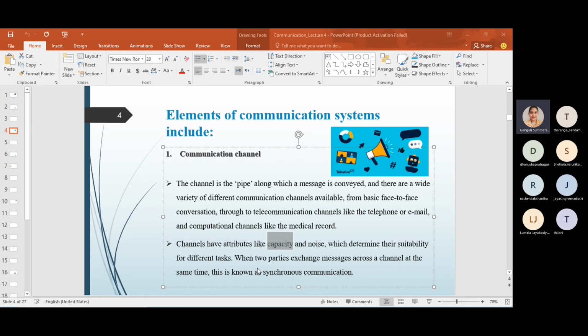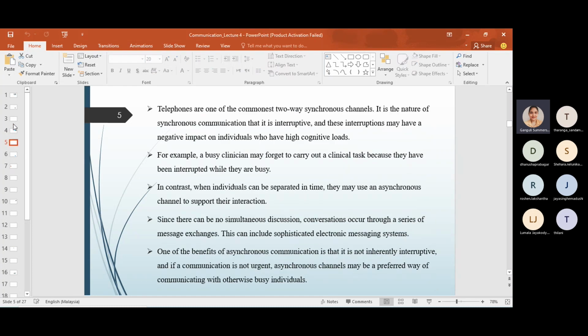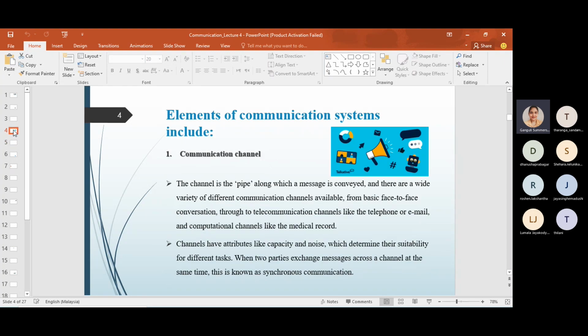Okay, so in communication, when two parties exchange messages across a channel at the same time, this is known as synchronous communication. We can categorize communication into two types as synchronous and asynchronous. We will learn about asynchronous in the next slide. So in synchronous communication, both the parties exchange messages at the same time.